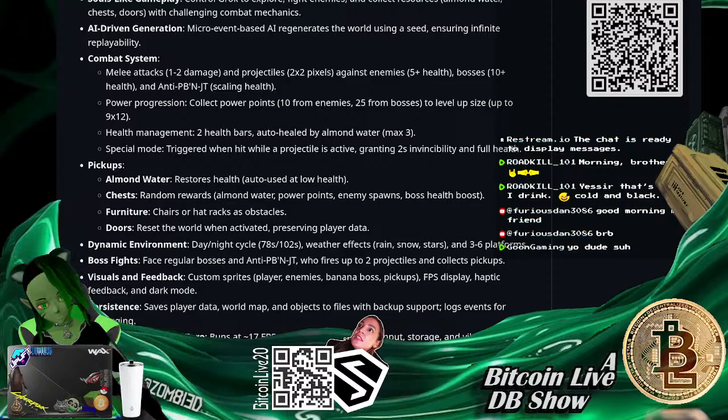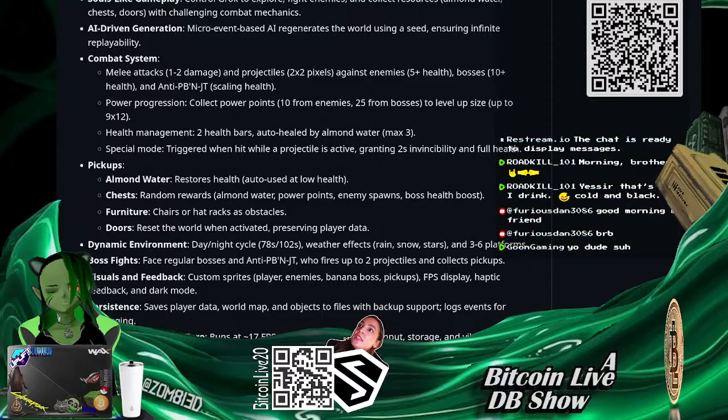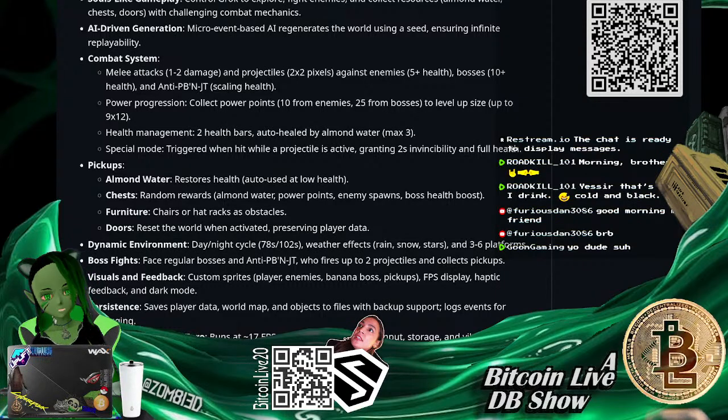Wow. Power progression. You can collect power points throughout the whole game: 10 from enemies, 25 from bosses to level up. Leveling up physically gets you bigger, physically makes you stronger, physically gives you more health. You have up to 2 health bars, auto-healed by almond water, by just having them in your hand, you can automatically use them. Special mode is triggered when hit while a projectile is active, granting 2-second invincibility and full health.